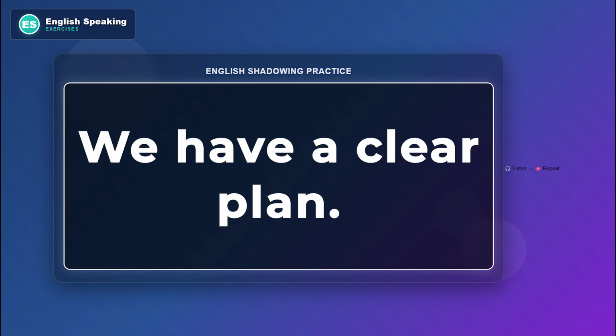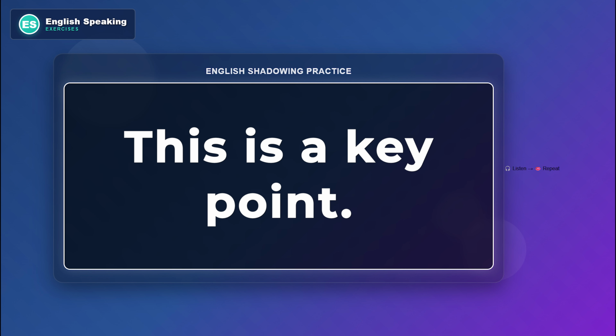We have a clear plan. This is a key point.